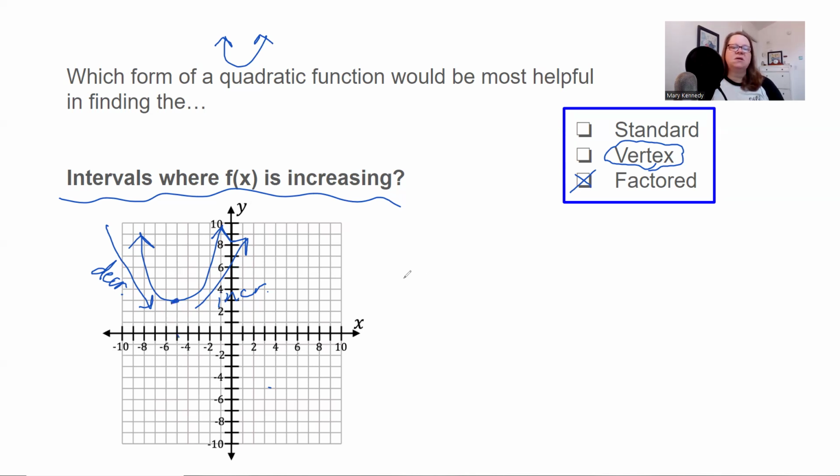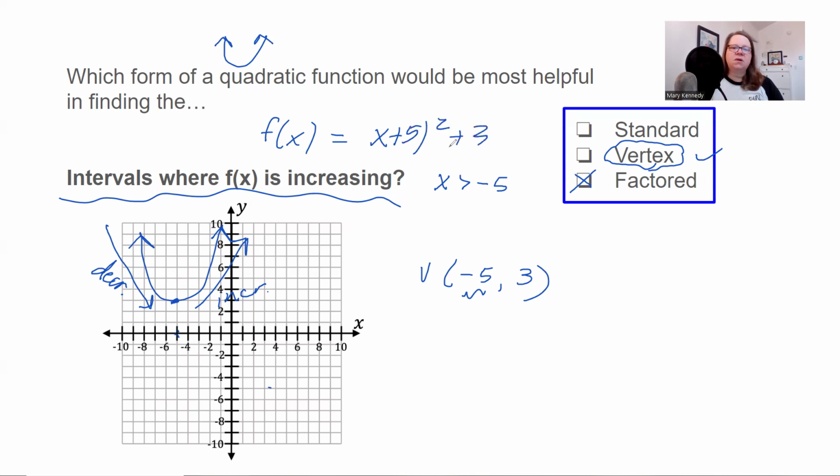So if the vertex here is at -5, 3, then the -5 is the key point. It's decreasing until -5, and then the interval where it's increasing is any time when x is greater than -5. So vertex form is going to tell us that. The vertex form would say something like f of x equals (x + 5) squared + 3.